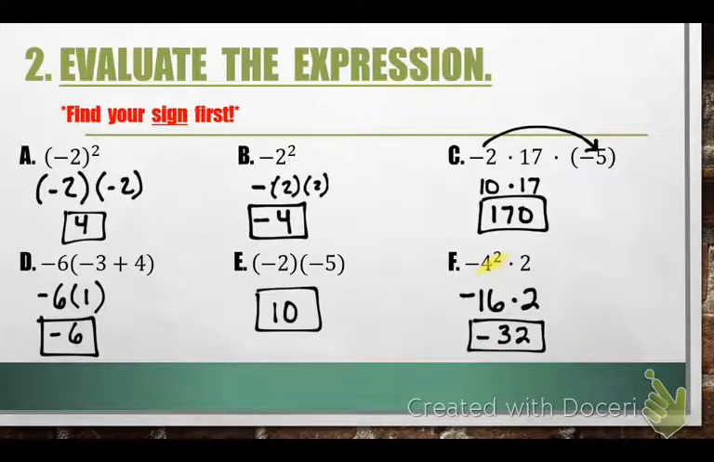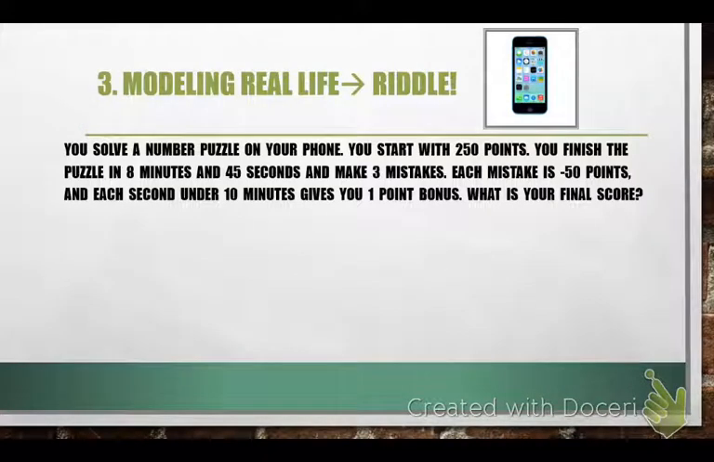All right, so I know these were different kinds of rules. Just remember, if there's an even number of negative signs, your answer is always positive. If there's an odd number of negative signs, your answer is always negative. Now we're going to go ahead and go on to a little riddle for modeling real life.